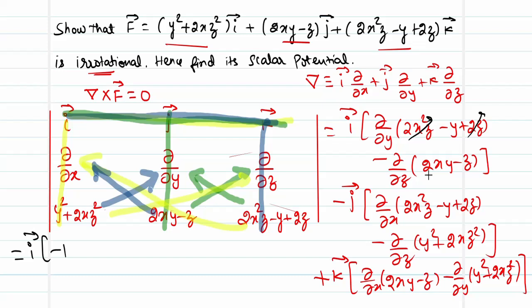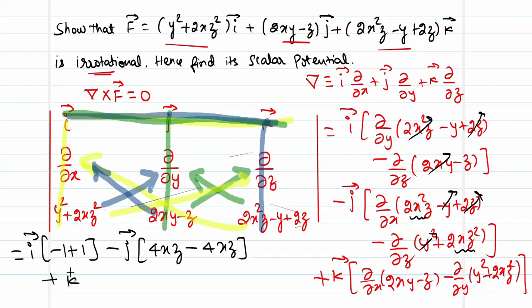Now with respect to z, there is no y, so it becomes 0. Minus z will become minus 1. Minus of minus 1 will become plus 1. Minus j times, moving to the second one, with respect to x, this component gives x square, which on differentiation is 2x. Already there is a 2, so that makes it 4xz. This doesn't contain x. Again, this doesn't contain z, but this contains z. So z square on differentiation is going to be 2z, and 2 twos are 4. So with a minus sign outside, this makes minus 4xz.